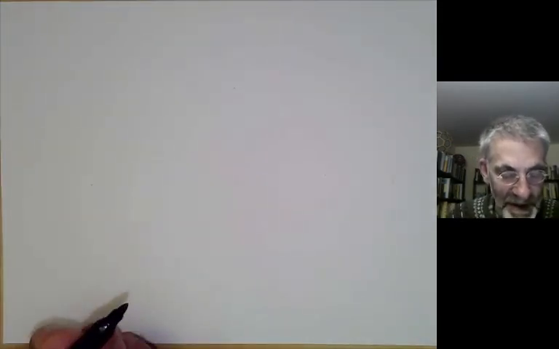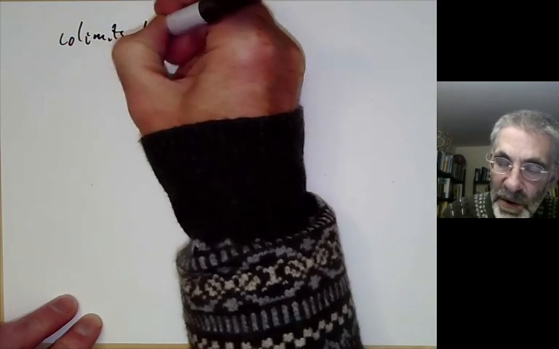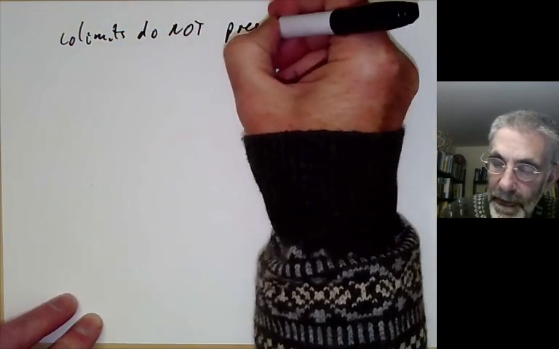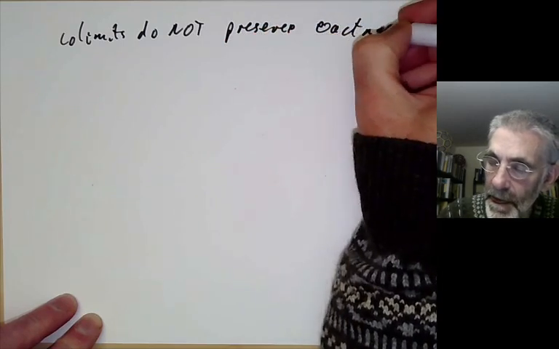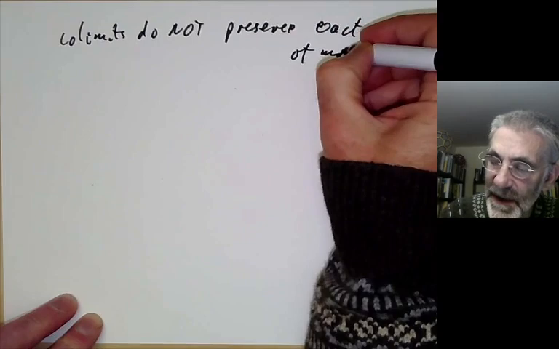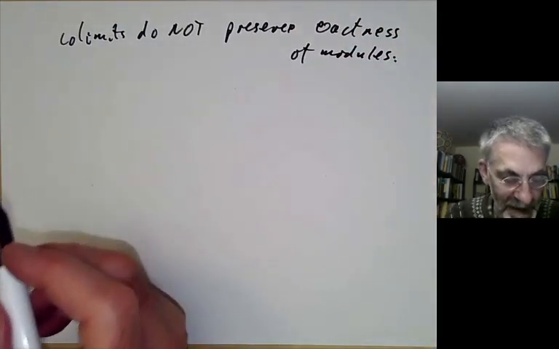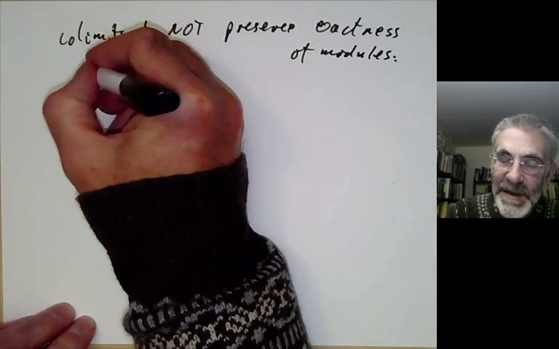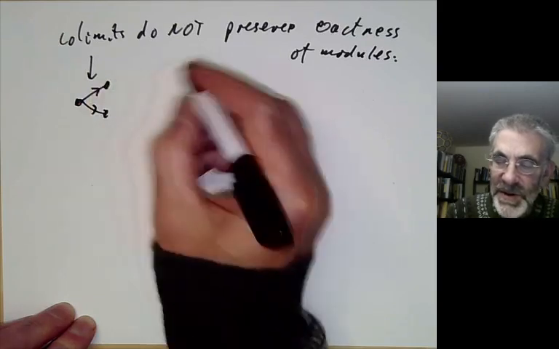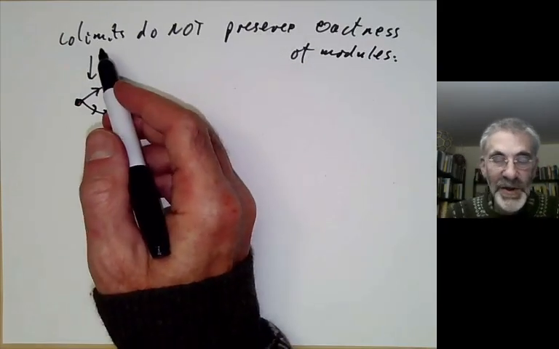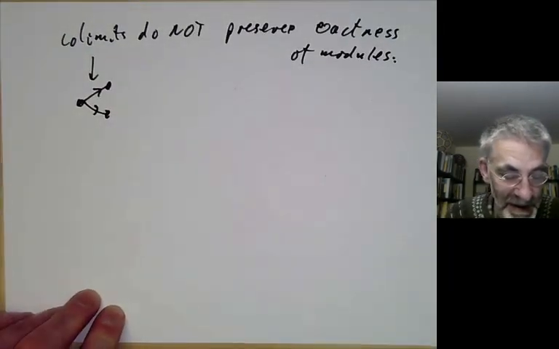colimits preserve exactness. So let's give an example where colimits do not preserve exactness of modules, and then we'll give an example of some sorts of colimits that do preserve exactness. So the colimit we're going to take is actually going to be a push-out. So I'm going to show that push-outs don't preserve exactness. Some sorts of colimits do. We just mentioned earlier that direct sums, which are colimits, do preserve exactness.